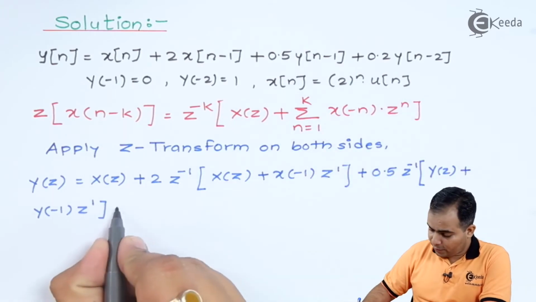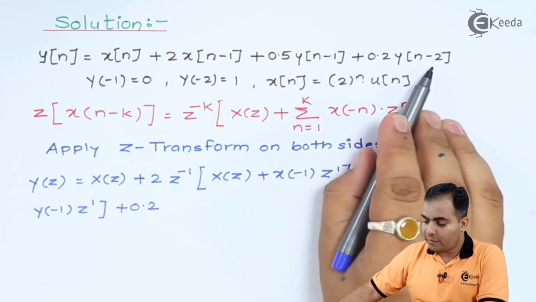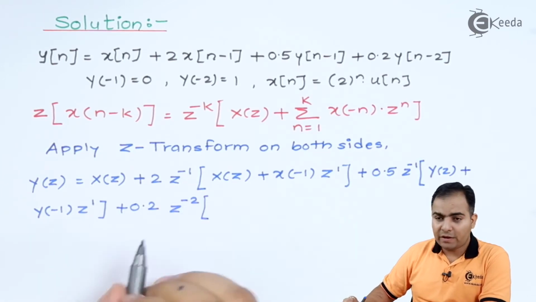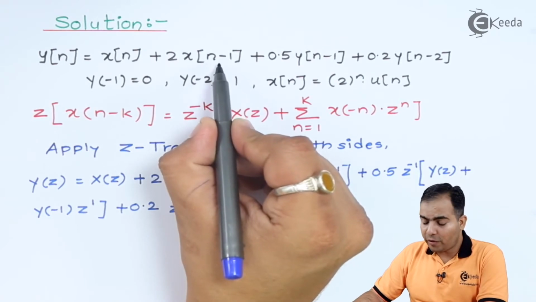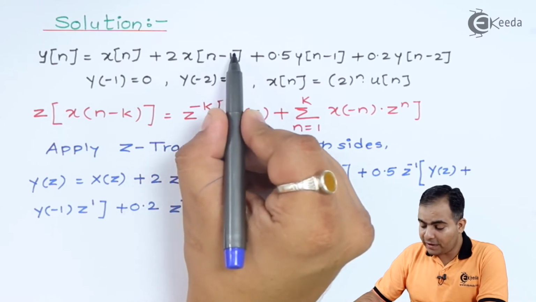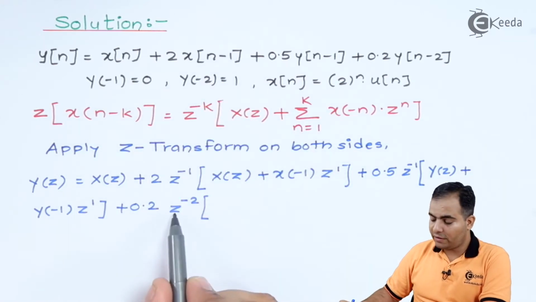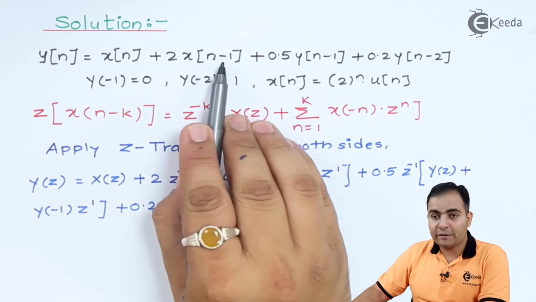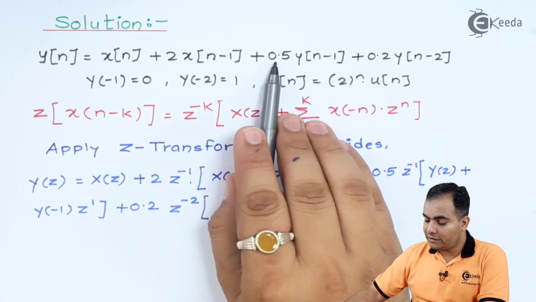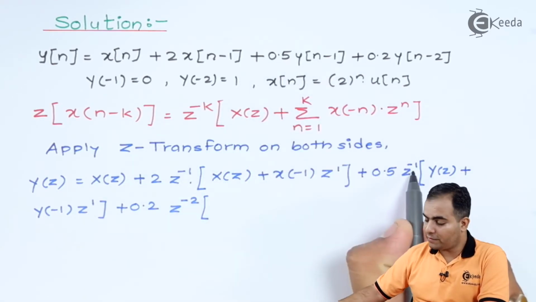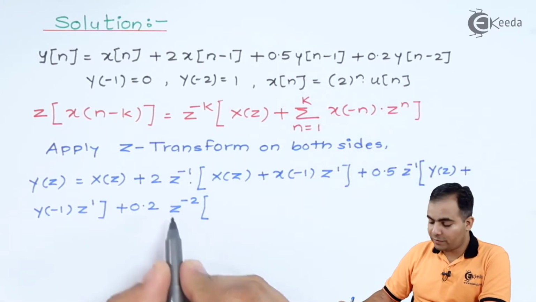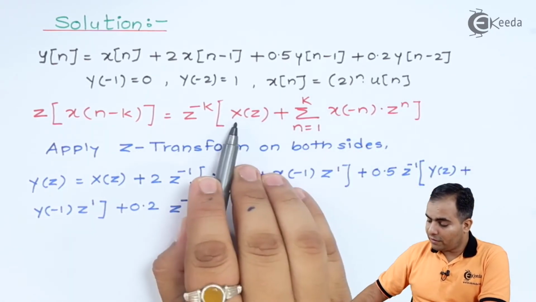Now the next one is 0.2, a constant. Here my k value is 2, so we'll write z to the power minus 2. Basically, as I said in the time shifting property also, while applying the time shifting property, if the function is delayed by some value, then directly place that value with its sign in the power of z. So here the function is delayed by minus 1, that's why I have placed minus 1 in the power of z. Here also the function is delayed by minus 1, that's why I have placed minus 1 in the power of z. Here the function is delayed by minus 2, so I have placed minus 2 in the power of z.